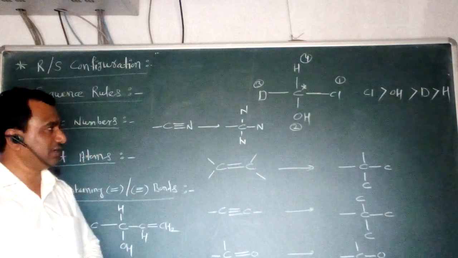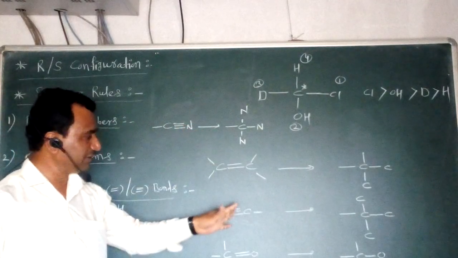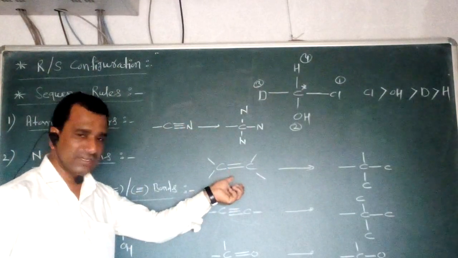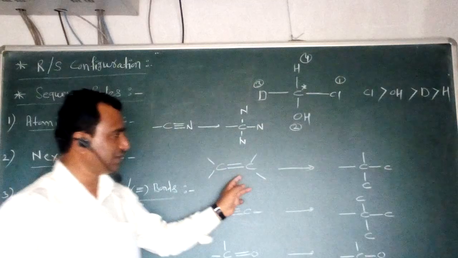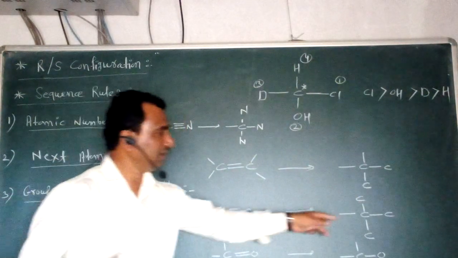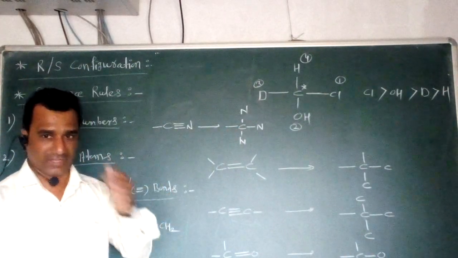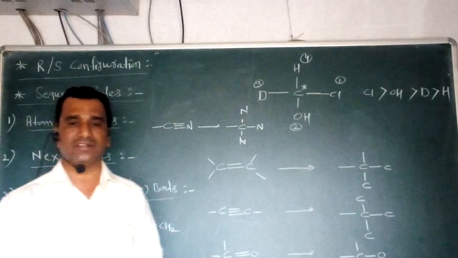So this is sequence rule number three, that is, groups containing either a double or triple bond. If a double bond is there, it is equivalent to two more atoms. If a triple bond is there, it is equivalent to three more atoms. It may be carbon or it may be nitrogen. So this is the third important sequence rule.